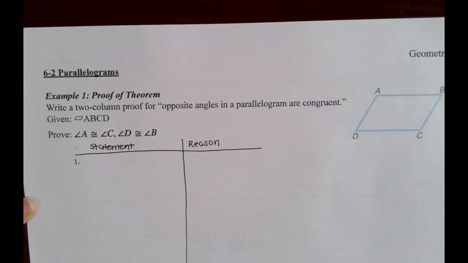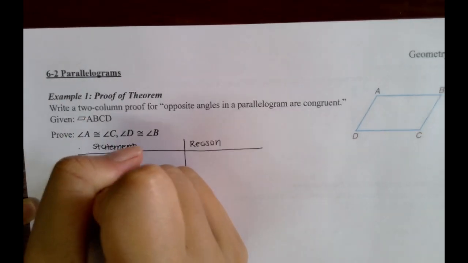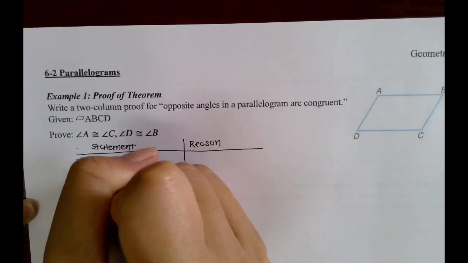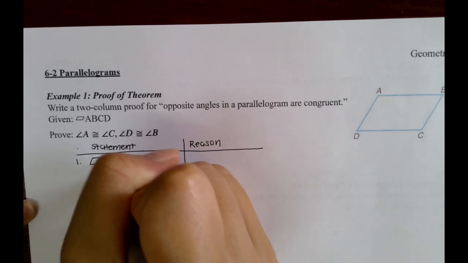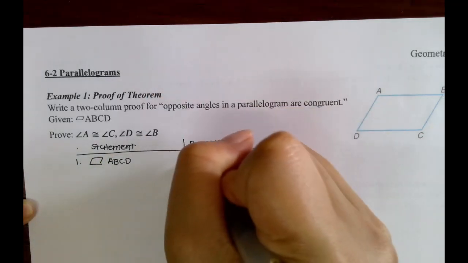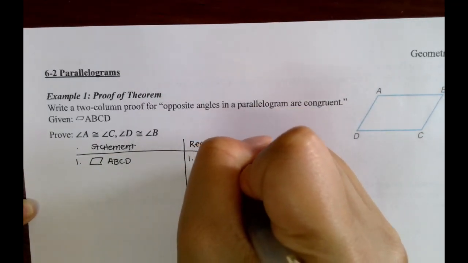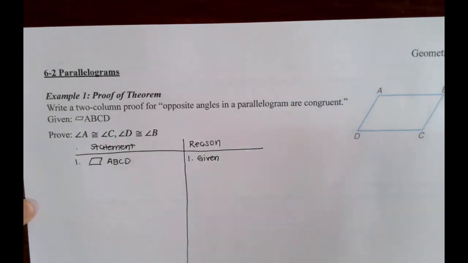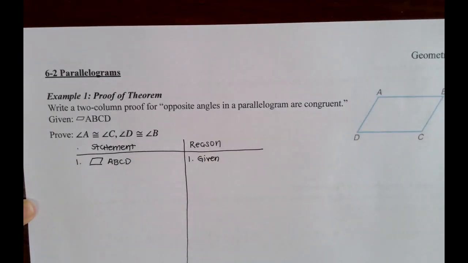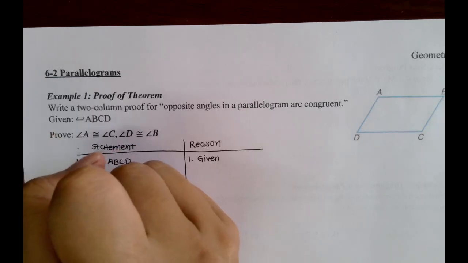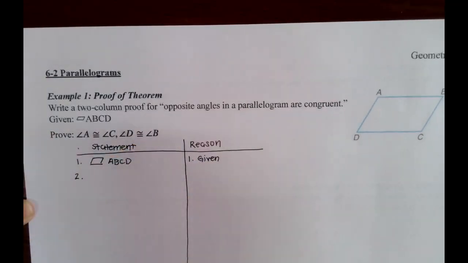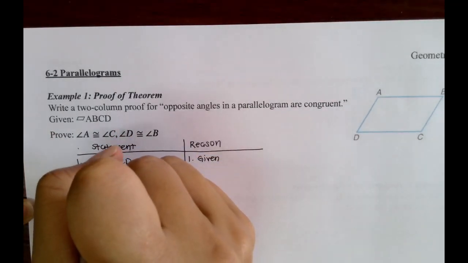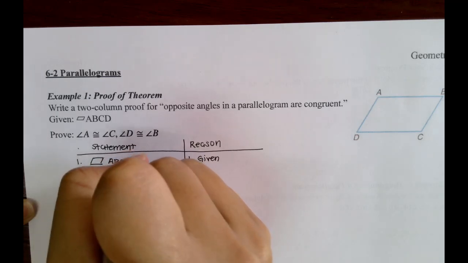So the first thing is my given, and my given is that I have a parallelogram known as ABCD. So that is given. Okay. And then because it's a parallelogram, I know that the opposite sides are parallel. So that means here that AB is parallel to DC.